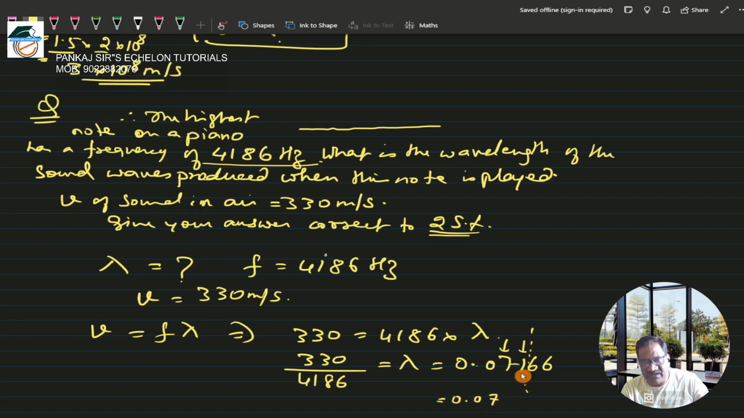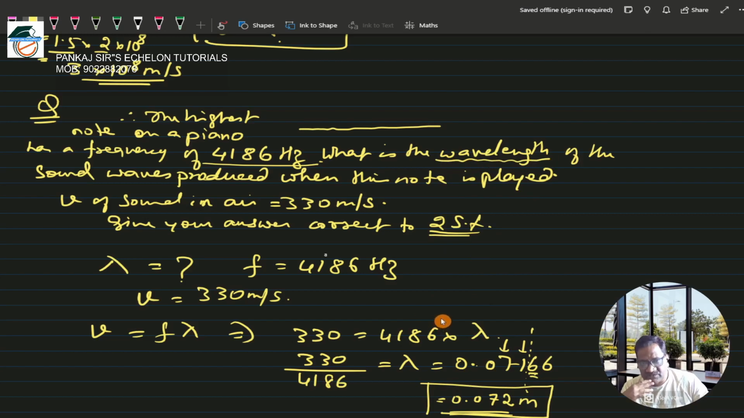Okay, so your answer will be 0.07. Now this 1, whether it will remain 1 or get converted to 2, depends upon the following number, that is after this dotted line. So after the dotted line you can see that there is a 6. Okay, and if this number is 5 or greater than 5, then you have to increase this 1 by 1, that is, make it 2. Because this number is 6, I'll make it 2. So 0.072 meters is the answer for the wavelength of this particular wave.